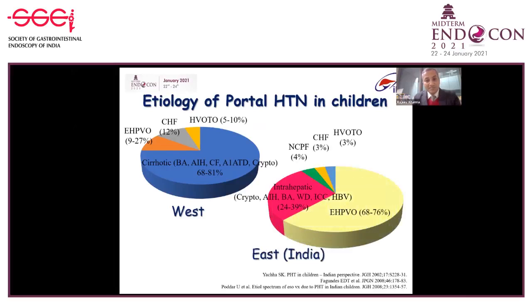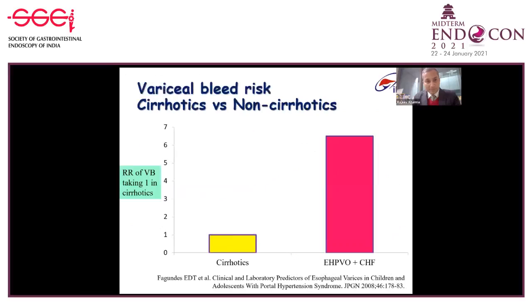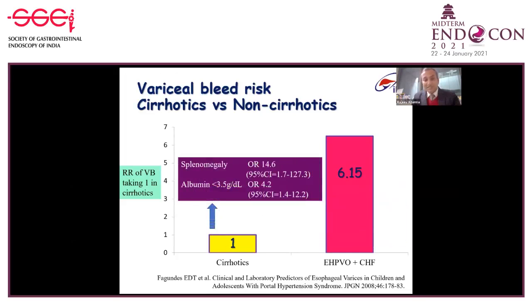But from our Indian subcontinent, the predominant cause of portal hypertension from the older series has been reported as extrahepatic portal venous obstruction, followed by cirrhosis. But this may be a referral bias, and also in the older studies, upper GI endoscopy was not done in all the cirrhotics. In the non-cirrhotics, there is 6 times more risk of variceal bleed in comparison to cirrhotics, and this bleed rate is particularly related to splenomegaly and platelets in non-cirrhotics, whereas in cirrhotics, it is related to splenomegaly or presence of ascites.